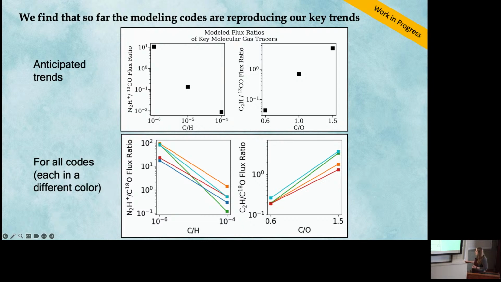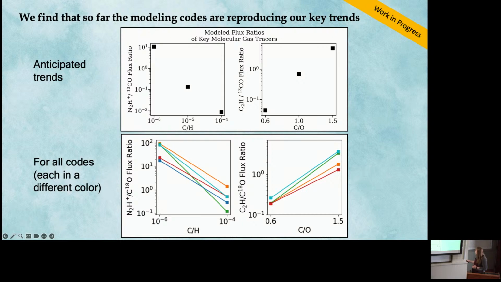And we see each of the codes here is shown in a different color. And for that same range, we are seeing that they do all agree that we are going to see that increase, that same trend with the carbon abundance. When we go to the right-hand side of the plot, we have our C2H to CO flux ratio, tracking the C to O ratio in the disk.